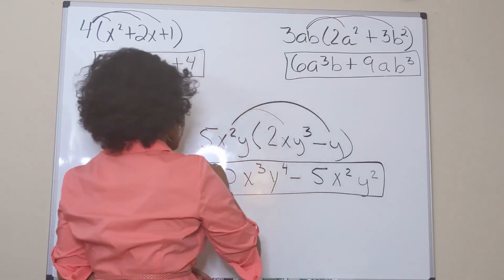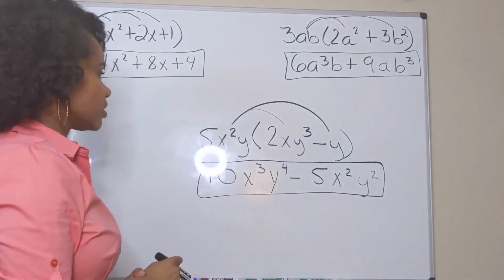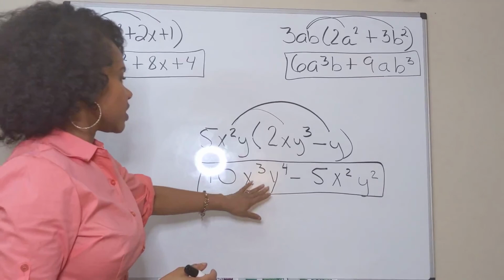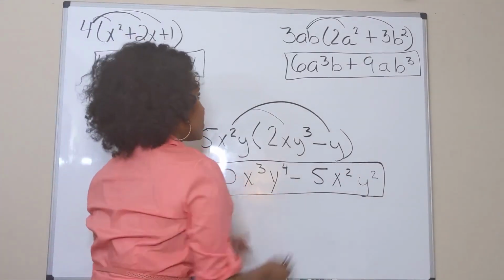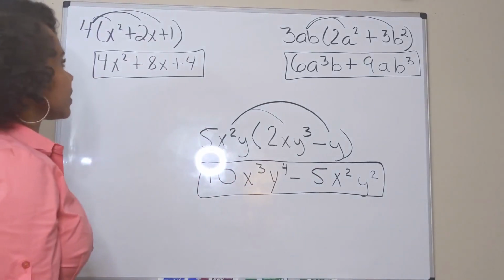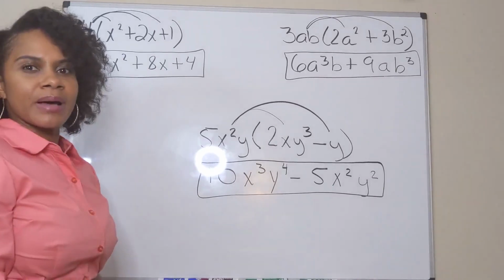All right, so I want to check to see if they are like terms, and no, they are not. Again, I have the same variable, but they don't have the same exponent. So I have multiplied my monomials by my polynomials.